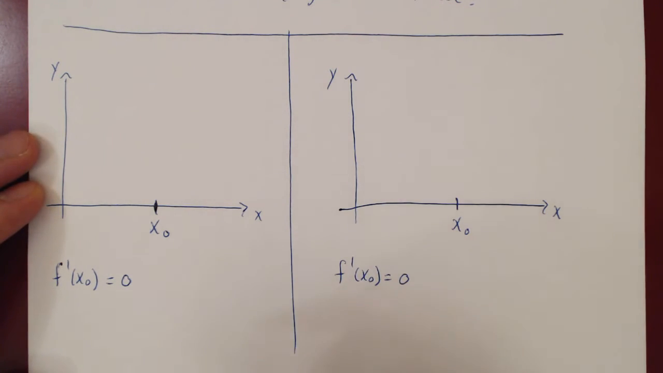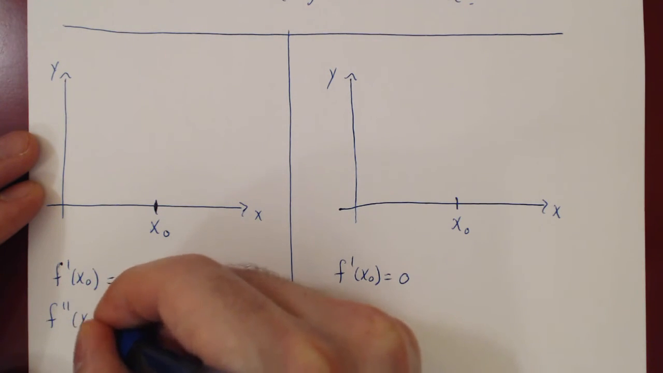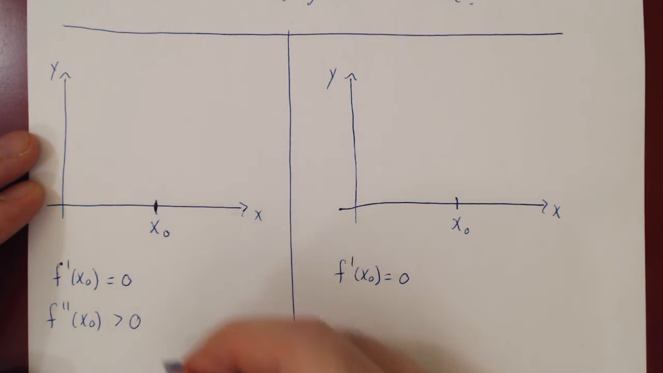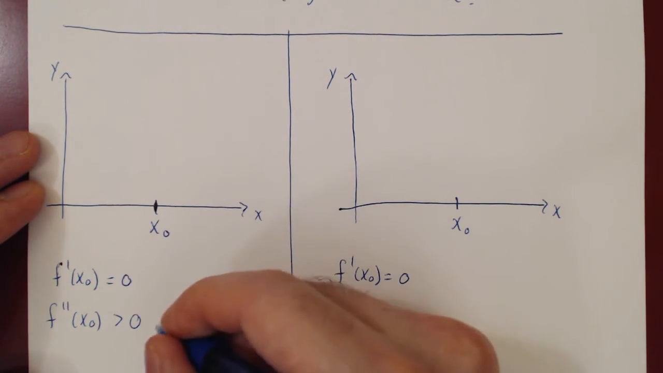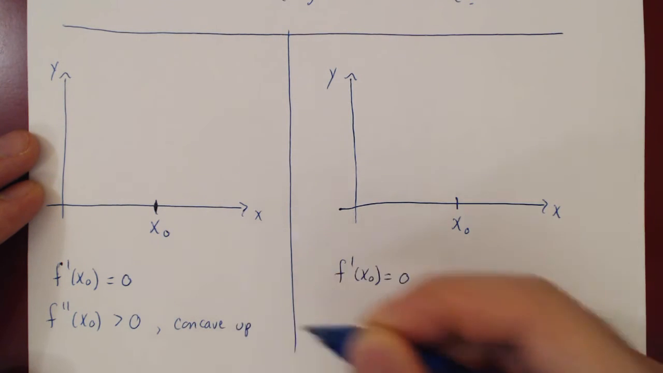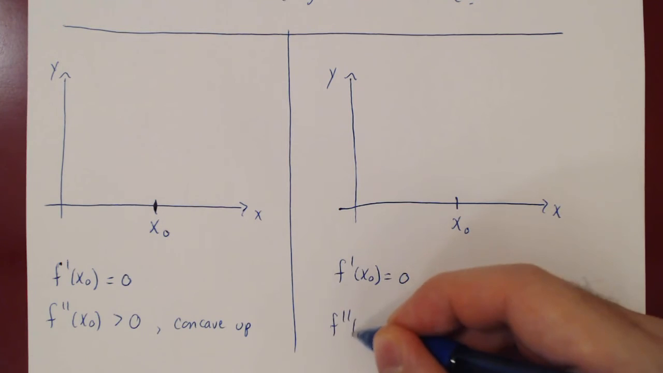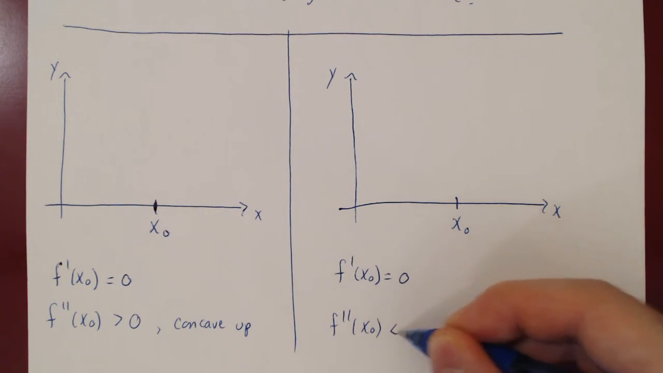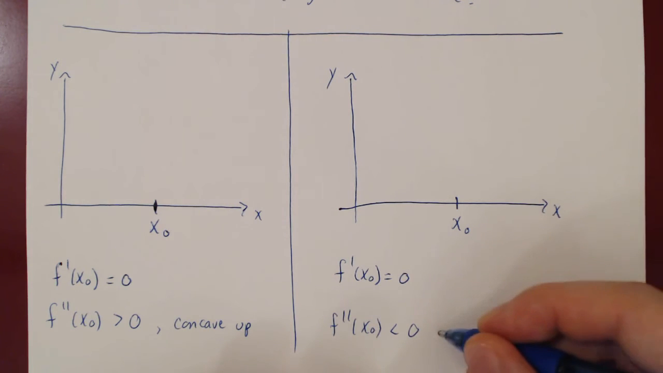Now suppose that, in this case, the second derivative at this point is positive, so around this point the curve will be concave up. And suppose that in this case, the second derivative at x0 is negative, therefore around x0 the curve will be concave down.